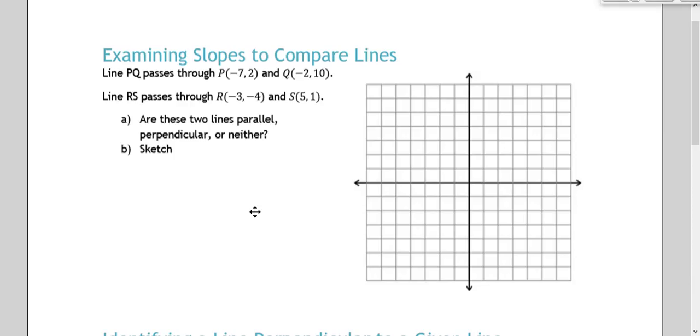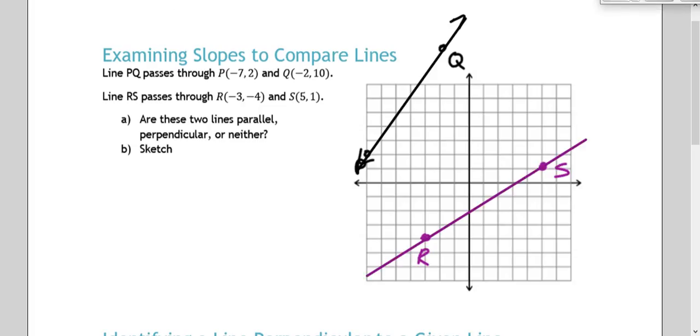Let's examine slopes to compare lines. So we have line PQ that passes through P, which is (-7, 2). And then I'm just going to graph these and I'll let you know. Okay, we have our two lines plotted here. Are these two lines parallel, perpendicular, or neither? Well, we can see here from the graph that they're definitely not perpendicular. But are they parallel? Well, we need to check. So let's find the slope of these guys.